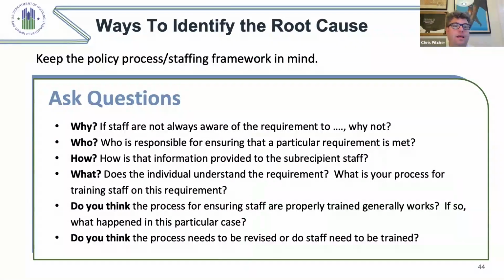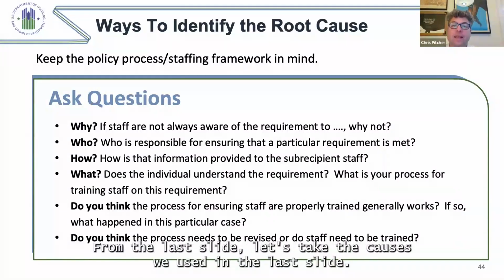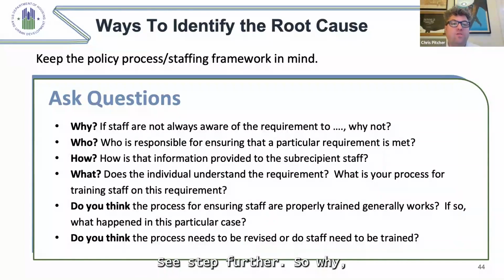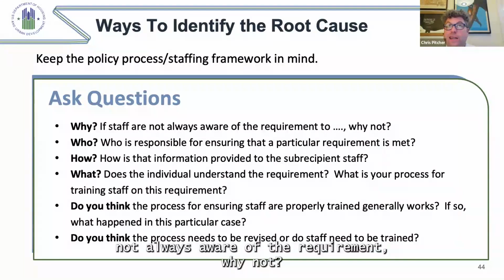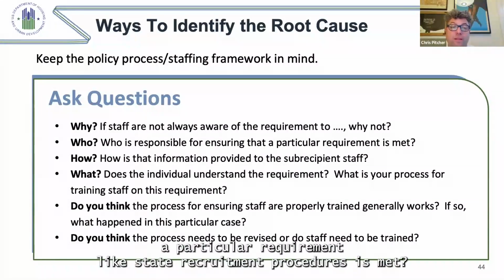Slide, ways to identify the root cause. A bullet point list. The answer is easy. Ask questions, and then ask questions. Keeping the policy and process versus the staffing framework in mind from the last slide, let's take the causes we used in the last slide to take a step further. So why? If the staff are not always aware of the requirement, why not? Who is responsible for ensuring that a particular requirement, like state procurement procedures, is met?